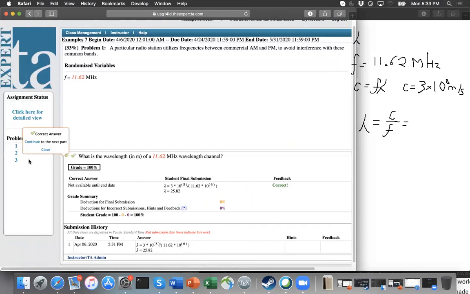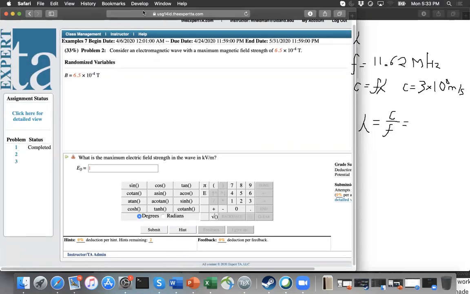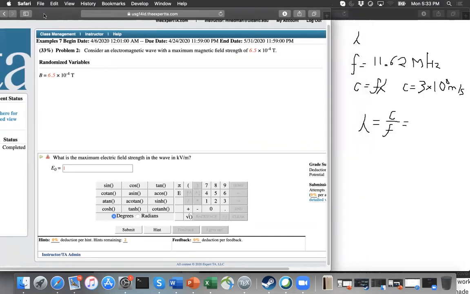Okay, so that one's straightforward. Let's look at problem 2. This is another example of this sort of type problem. Consider an electromagnetic wave with a maximum magnetic field strength of 6.5 times 10 to the minus 4 Tesla. And we're asked, what is the maximum electric field of this wave in kilovolts per meter? Again, that is a unit of electric field. It also could be newtons per coulomb, but remember, volts per meter is also a perfectly valid unit.